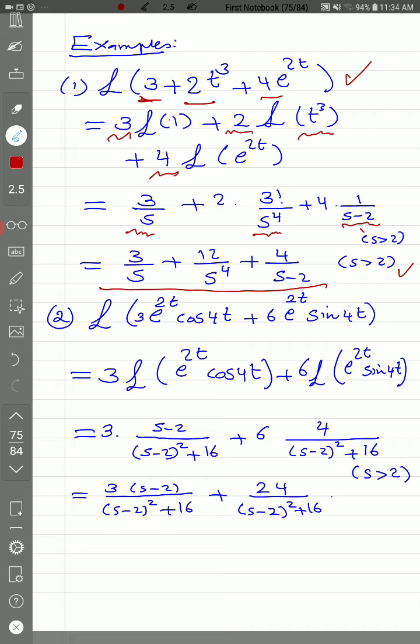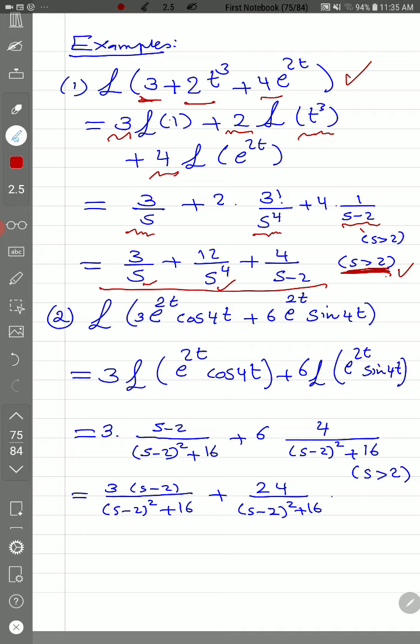So what's the domain? If you see the domain, how do you guess the domain? This is true for s greater than 0. This is true for s greater than 0. This is true for s greater than 2. So it covers all these cases. You need to take one domain, which is s greater than 2. So this is example 1.